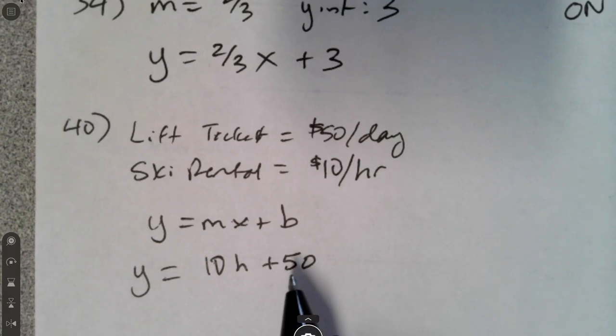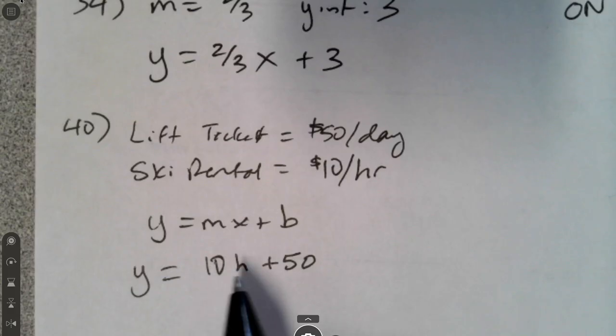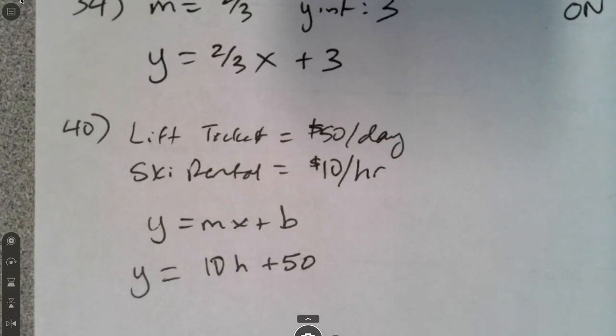So whatever is constant, just a one-time fee, goes in for b. Whatever's changing, and it's per hour, per unit, per day, per item, whatever, that's what you put in for the slope.